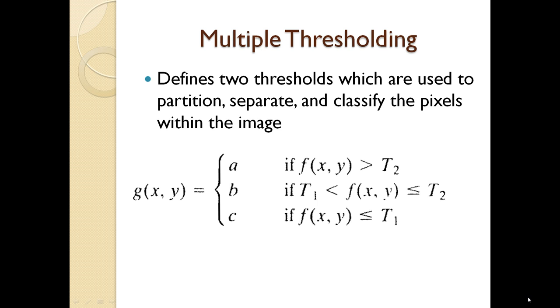Based on what I was saying through this example, that would also mean that T1 is less than T2. Of course, the first threshold is a smaller value than the second one.